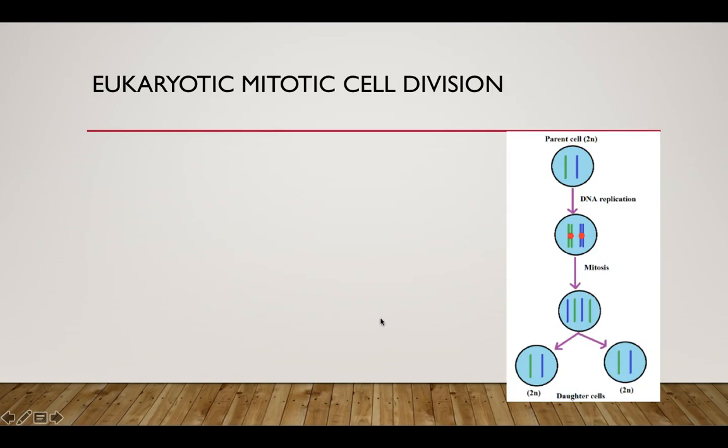Now, eukaryotic mitotic cell division is going to take one parent cell and produce 2 identical daughter cells. Each daughter cell is identical to the original parent cell. For the sake of teaching purposes, we always use a diploid cell to do this. However, mitotic division can happen with diploid or haploid cells. We see that with the haploid cells in the alternation of generations with plants. Now, the point is mitotic cell division is going to result in genetically identical daughter cells.